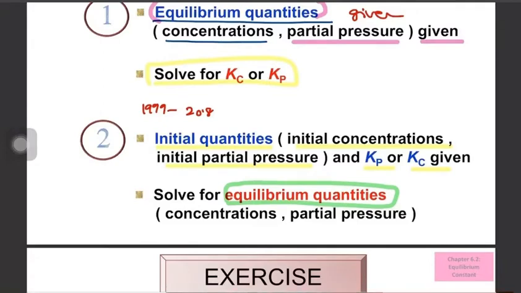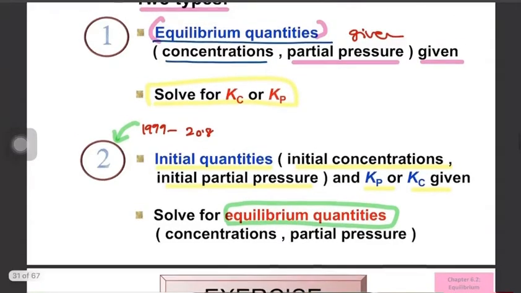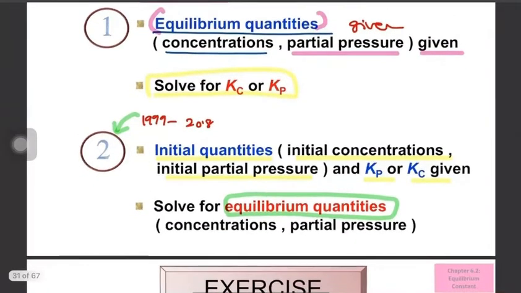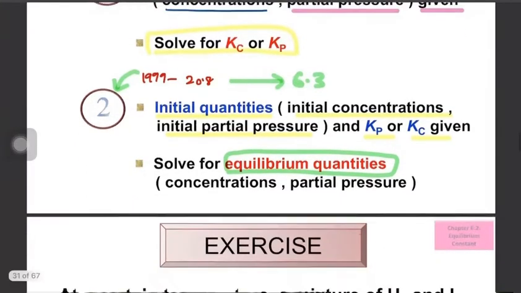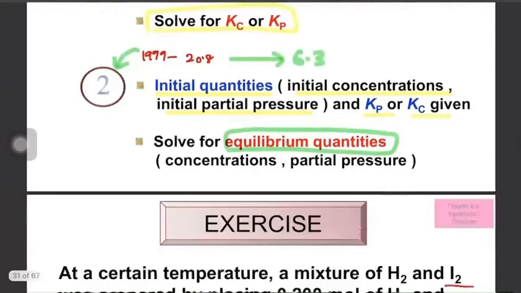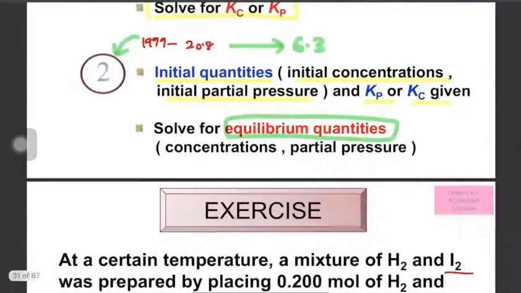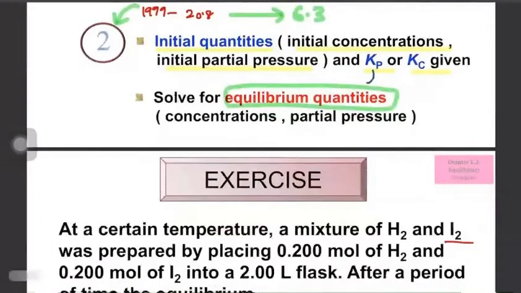Now, when I searched from 1999 to 2018, I realized that the questions are all type 2. There are no type 1 questions. All of it was type 2, and also from 6.3, which we will be learning after this. So this is important, please take note. And remember, what you need to substitute into Kp or Kc must be the equilibrium quantity.